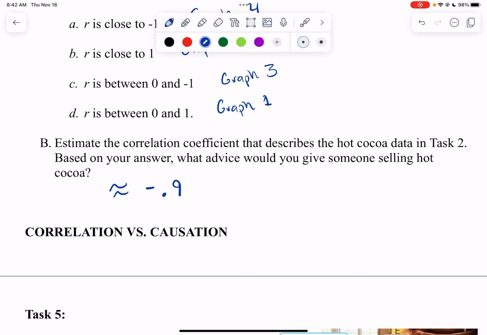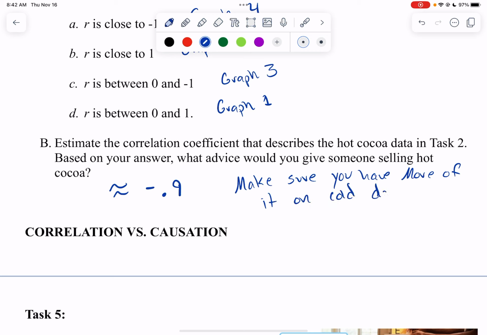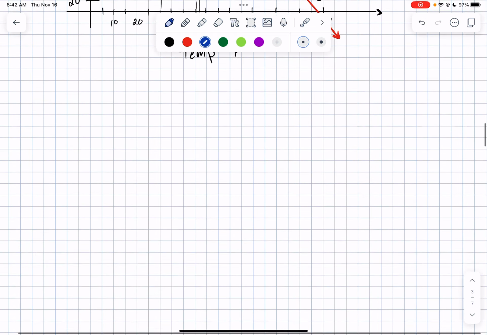Based on your answer, what advice would you give someone selling hot cocoa? Make sure you have more of it on cold days. Because when it is cold, as the temperature goes down, the number of hot cocoas sold goes up. Make sure you have more cocoa on cold days because it looks like that's the data trend.